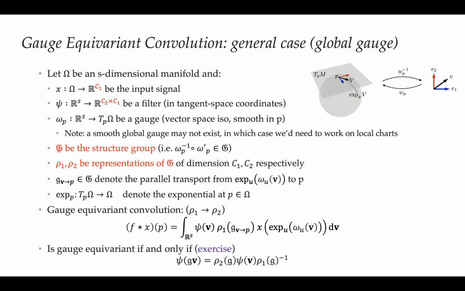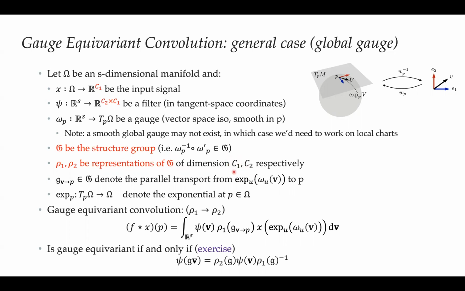Again, we have a gauge, and we now need to consider the structure group. It becomes important. This is what you get if you change from one gauge to another. It should live in this group, and let's assume for now that this is the special orthogonal group. So we'll work with oriented orthogonal frames, and we need to choose now rho 1 and rho 2, which are representations of this structure group of dimensions C1 and C2 respectively.